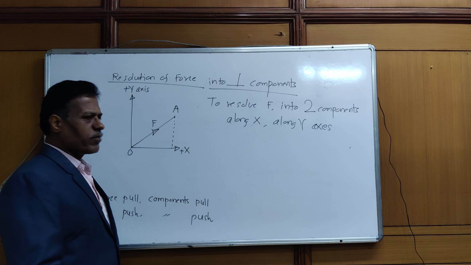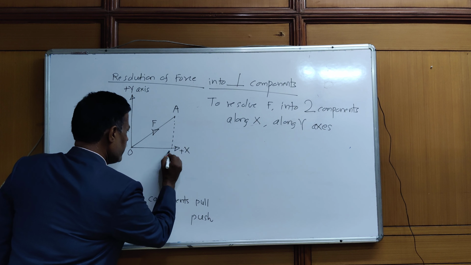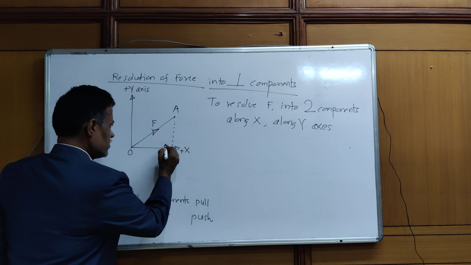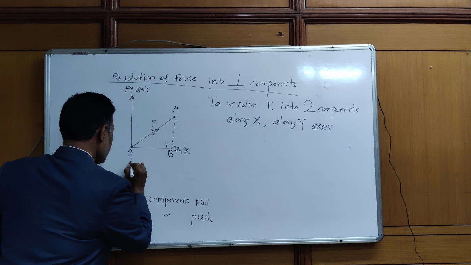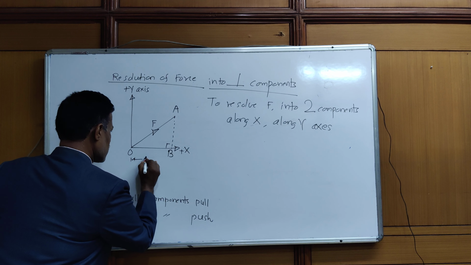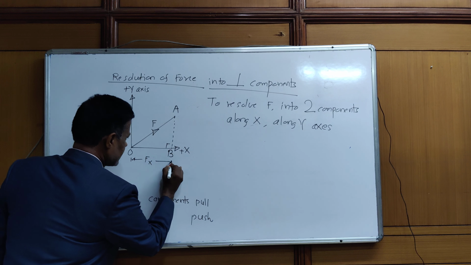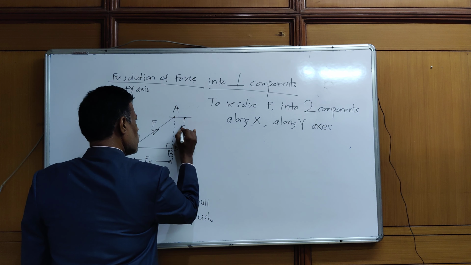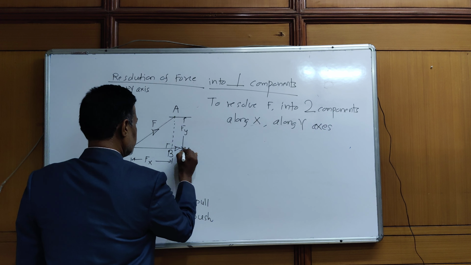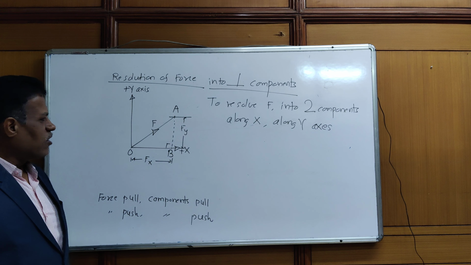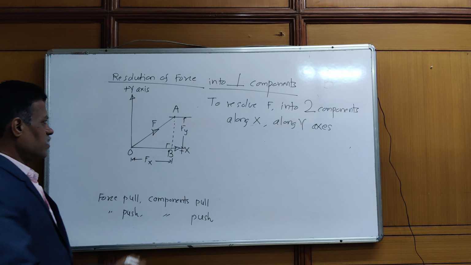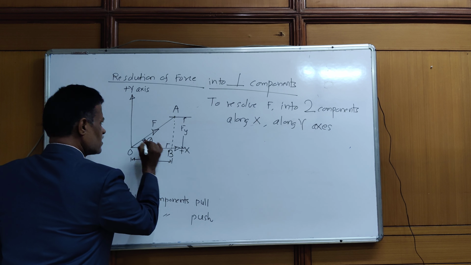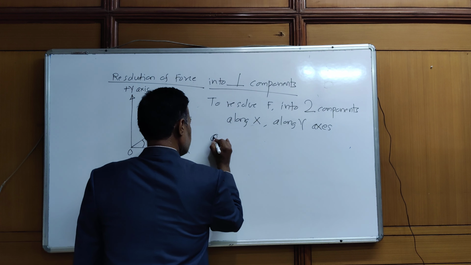we draw a perpendicular from A on the x-axis. Say B is the point where it meets the x-axis. So length OB is parallel to the x-axis, or length OB represents the x component and length AB represents the y component of force. So how to calculate these values of Fx and Fy? Suppose the angle made by force F with the positive x-axis is theta. What is theta?